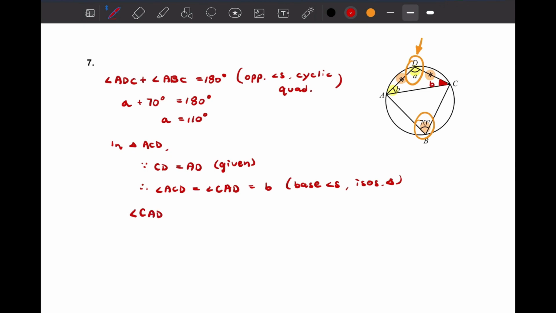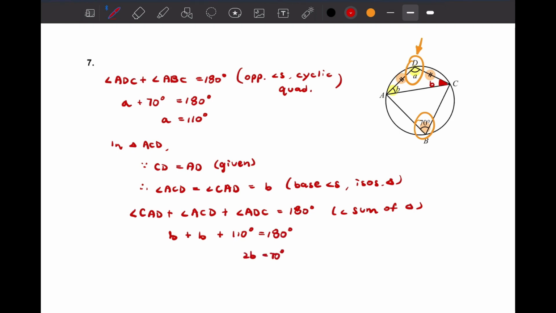Then because we know that all the angles in a triangle add up to 180, we can find the unknown B. Okay, so then adding up together gives you 180. 2B equals 70, so B is equal to 35 degrees. Okay, so this one uses some of the reasons you have learned in Form 2, your angle sum of triangle and base angles of an isosceles triangle.